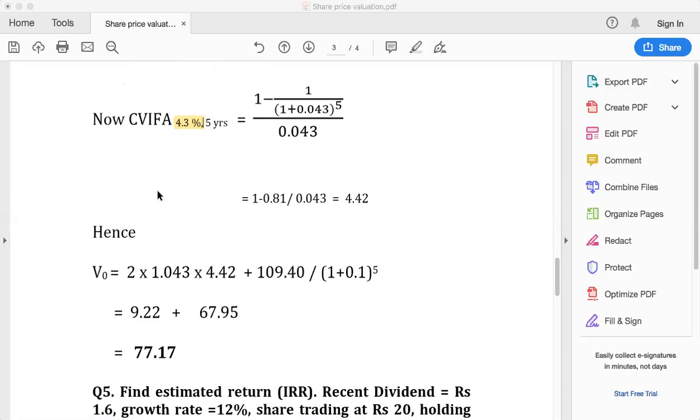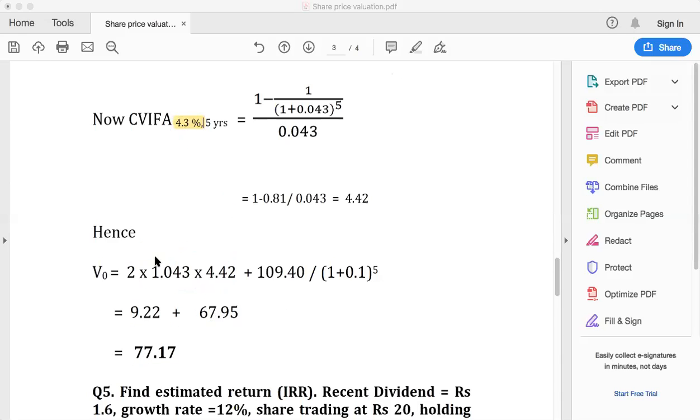And now we can calculate the present value of the first 5 years' dividend cash flow also, because you know D0. This is nothing but D0. Next, 1.043 is the 1 plus h part, which we calculated above, and next you have the CVIFA, which we just calculated here, right? You calculate both these values, sum it up, and you arrive at the answer that the present value of this stock should be 77.17.